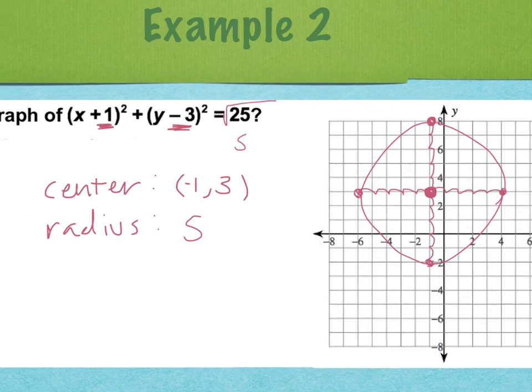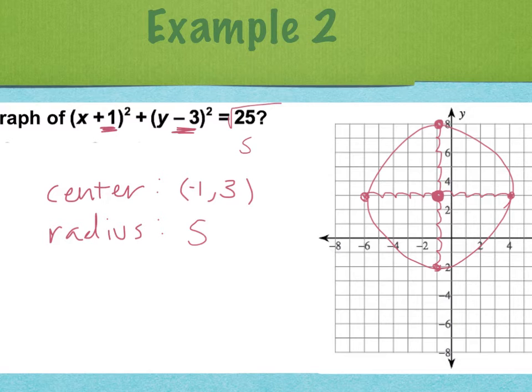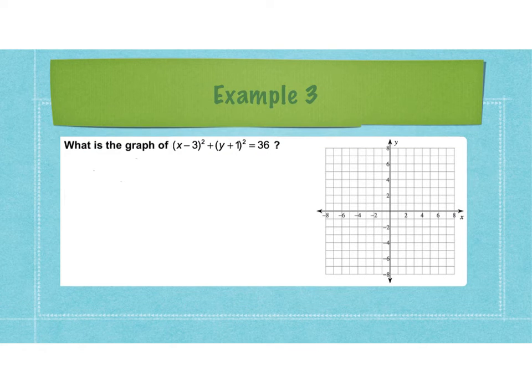So in my opinion, this is the easiest graphing that we've done so far. All we need is our center and our radius, and then we just plot the points. Any questions on this one? Alright, let's go to our next example.